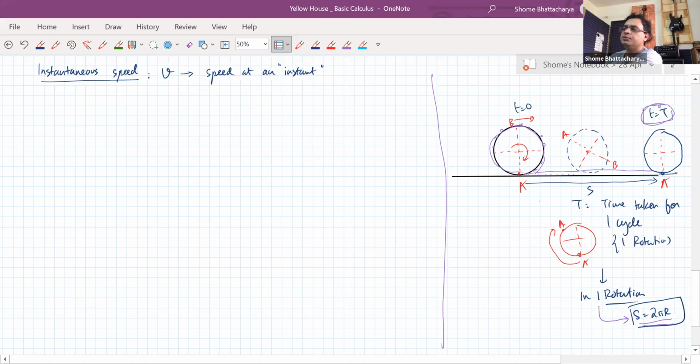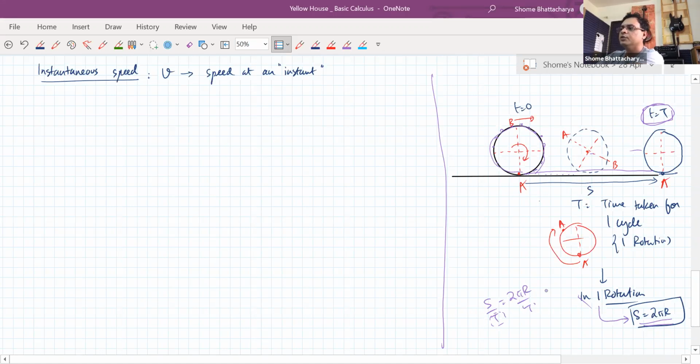So once the speedometer is able to precisely tell what is the rate at which the wheels are rotating, it is able to precisely do this calculation. It can do S upon T, where T is one cycle and S is equal to 2 pi r, the distance traveled by the axle of the wheel in one cycle. Okay, so that is how it is giving you the measurement of instantaneous speed.